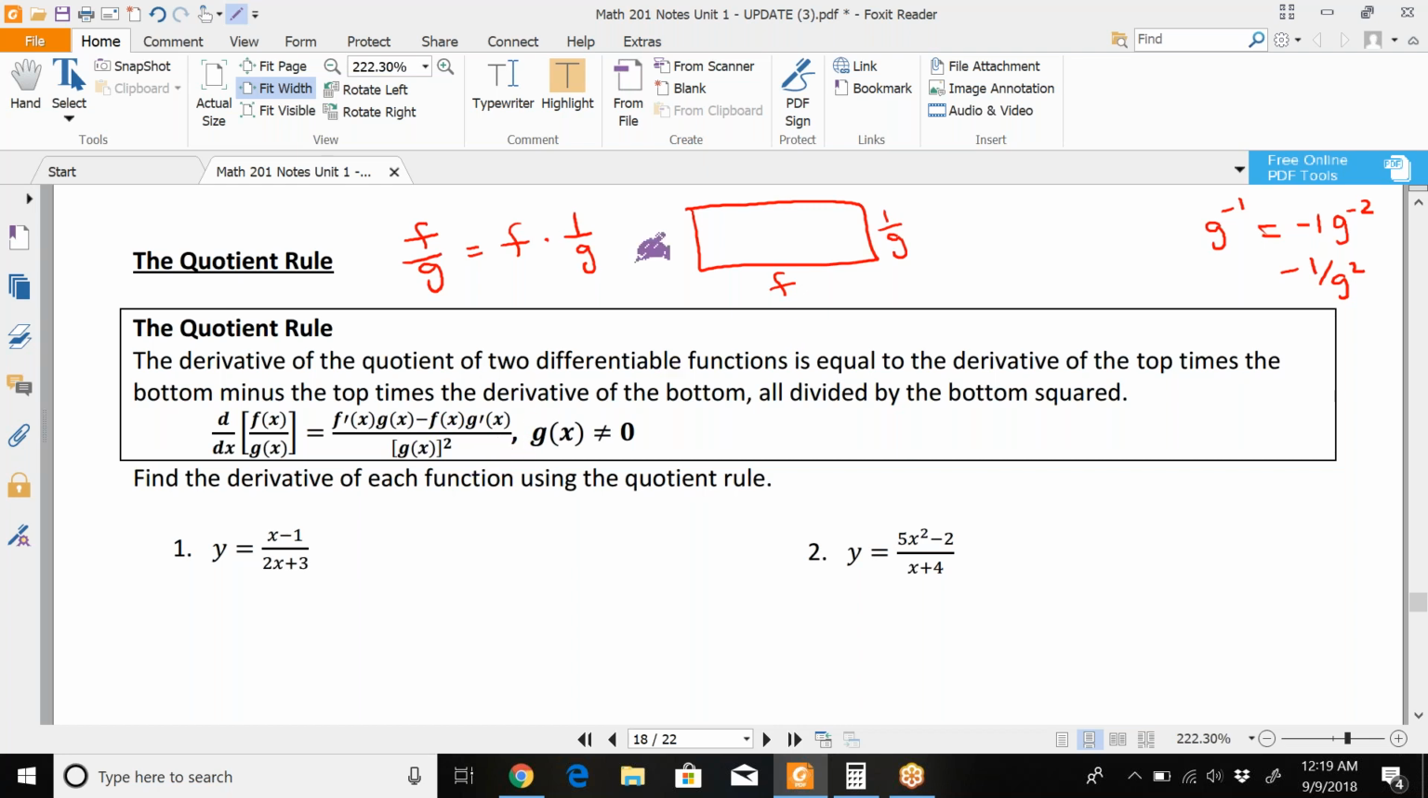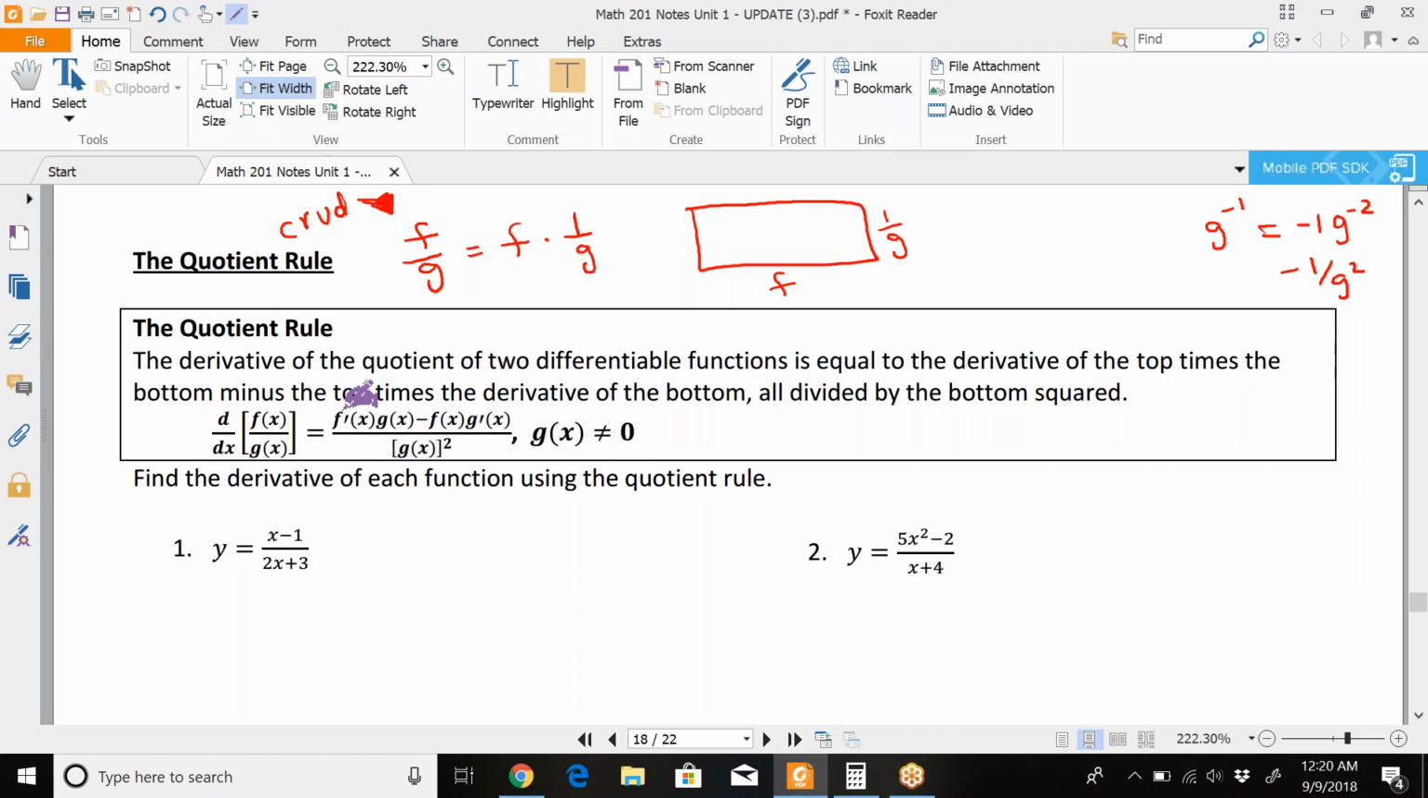So this is, again, crude, not the official proof, but it's one way that you can try to understand how the formula existed. So the derivative of a quotient of two differentiable functions is equal to the derivative of the top times the bottom minus the top times the derivative of the bottom, all divided by the bottom squared.